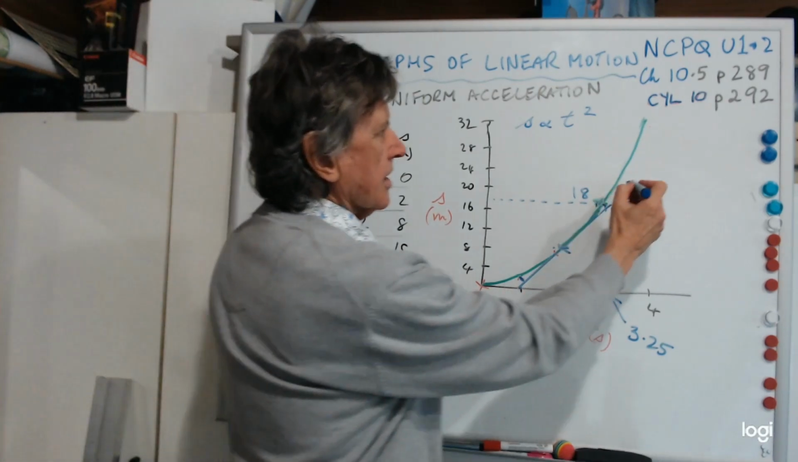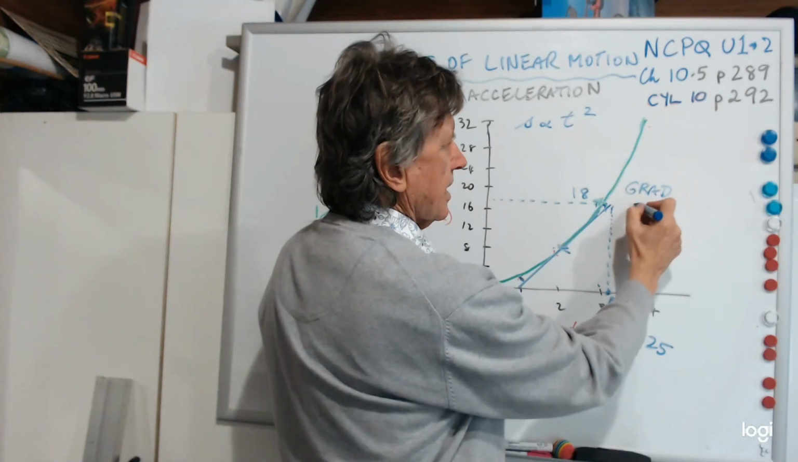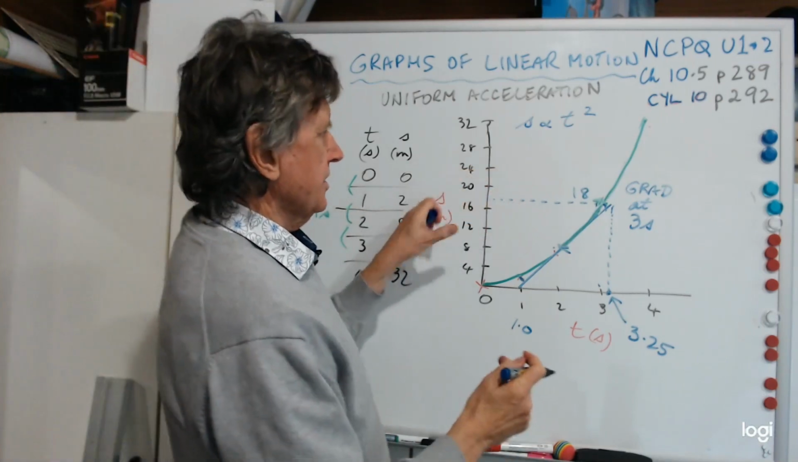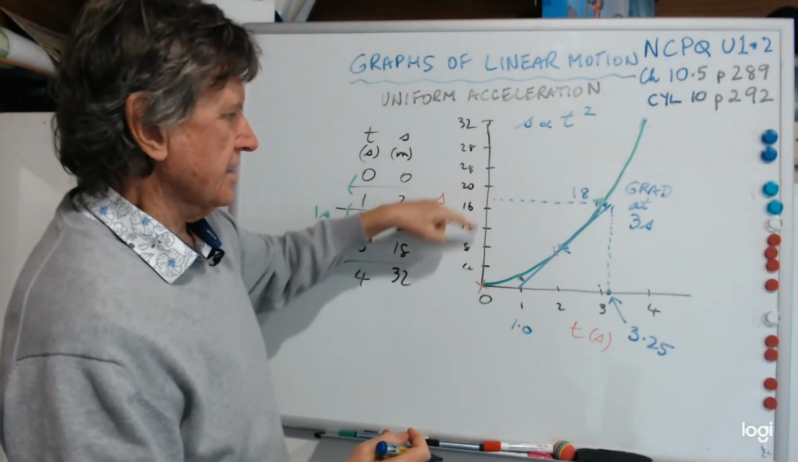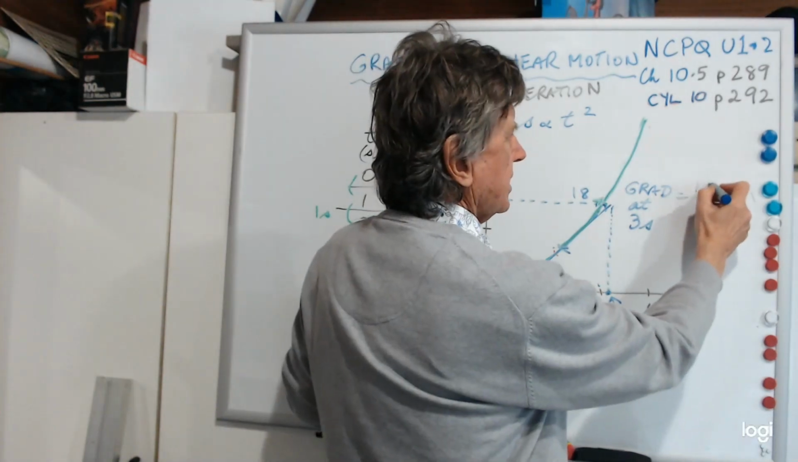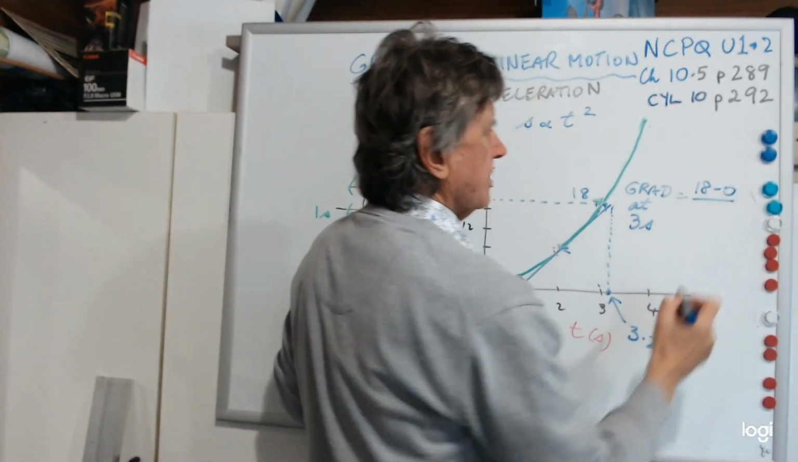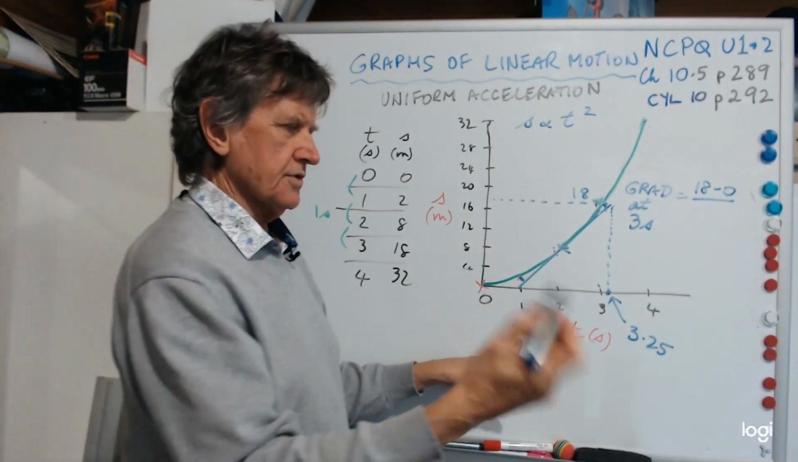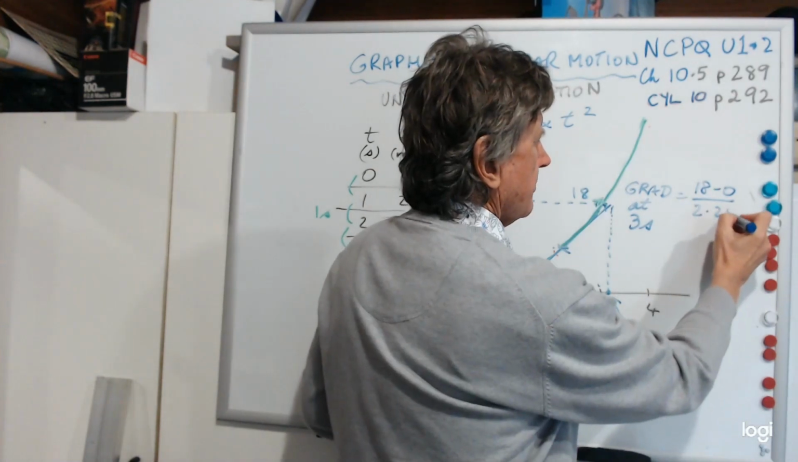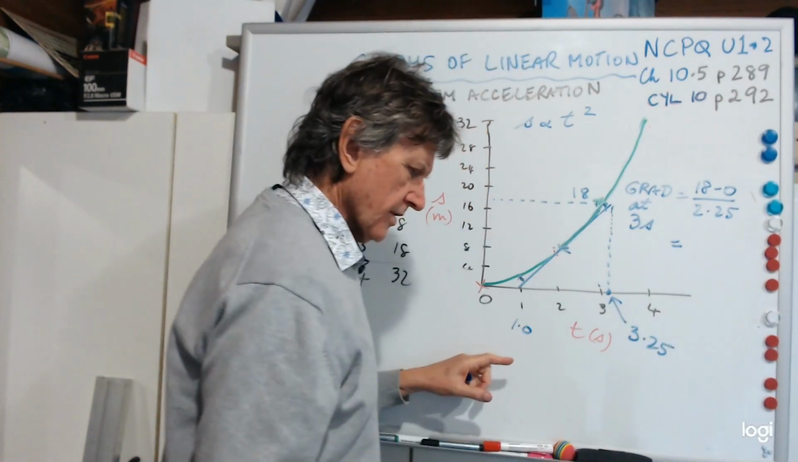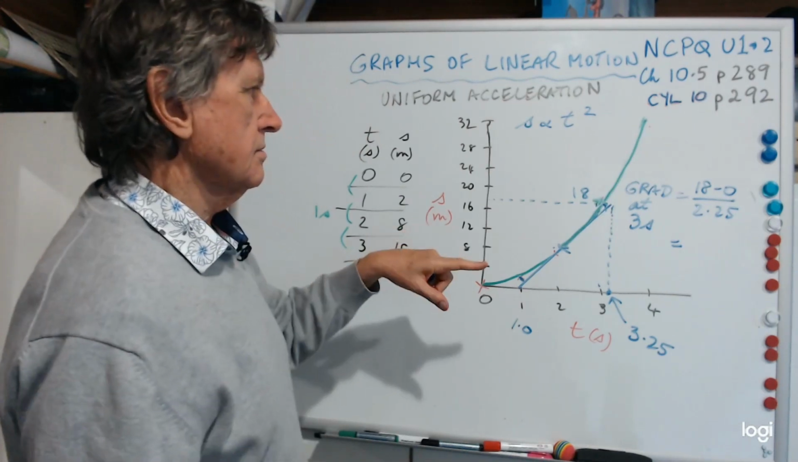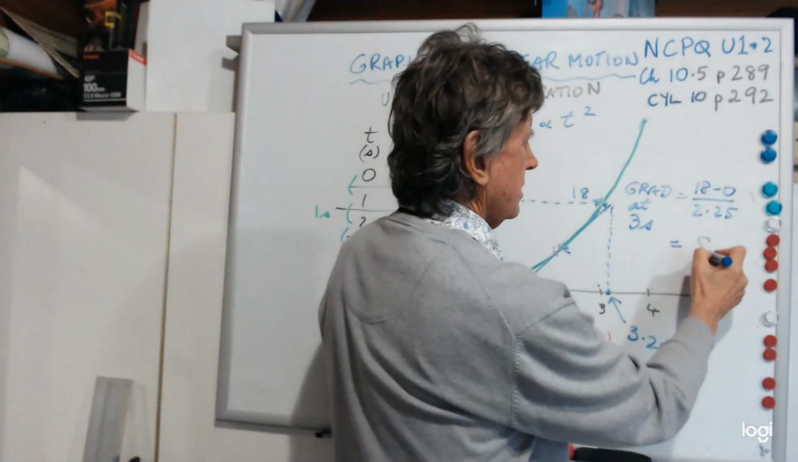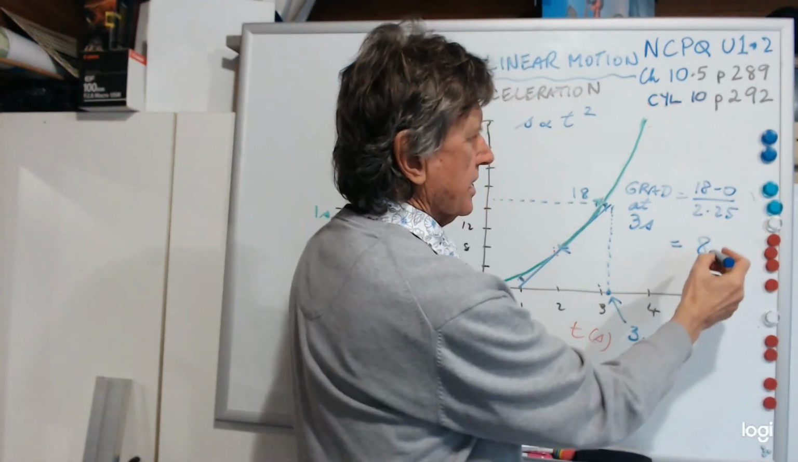So let's have a look at the gradient. Now the gradient is change in y, which is 18 to 0. So it's 18 minus 0 over change in x. So it's 3.25 to 1, which is 2.25. Now, if you work that out, I think it comes to 8. 8 twos are 16. Yeah, that comes to 8.